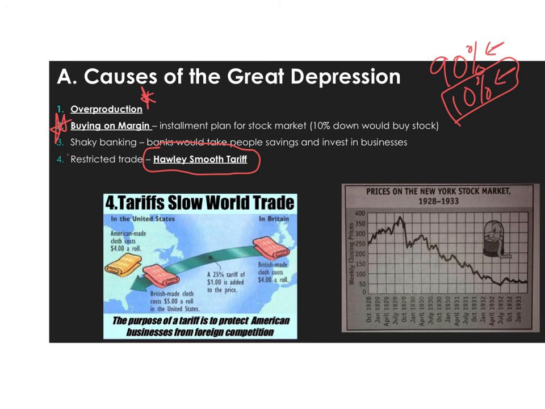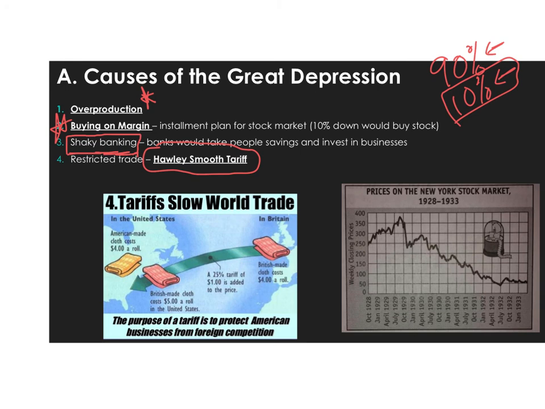Also, shaky banking is an issue. Don't talk about this much. Nothing's underlined, but this was a big issue back then. In modern times, if I go to Wells Fargo and I put my money in a bank account, Wells Fargo has my money. They're not going to take it, invest it, and run away with it. Back then, that's what banks did. And you knew that actually. If you were putting your money in a bank, you were trusting the bank's stock because the bank took your money and invested that stock.